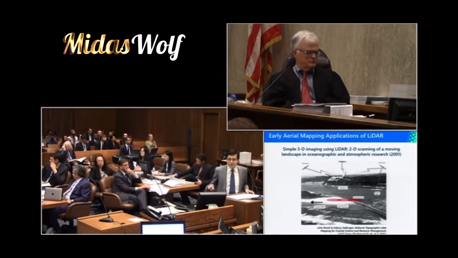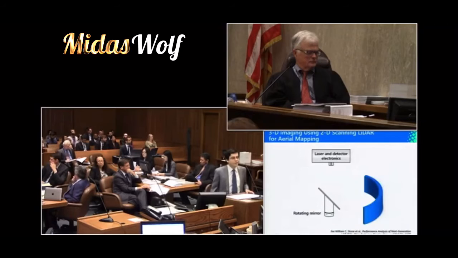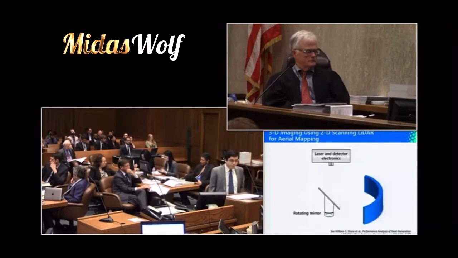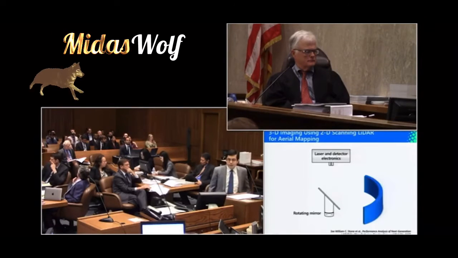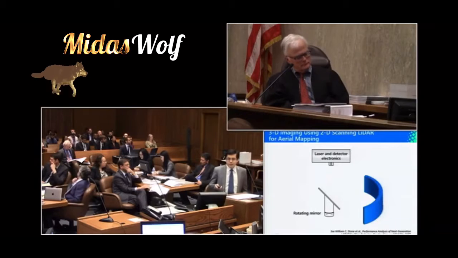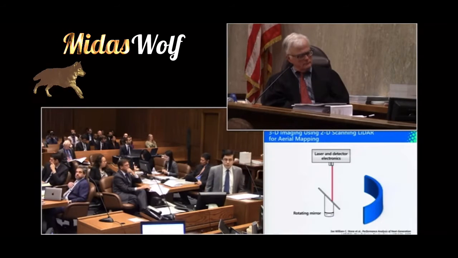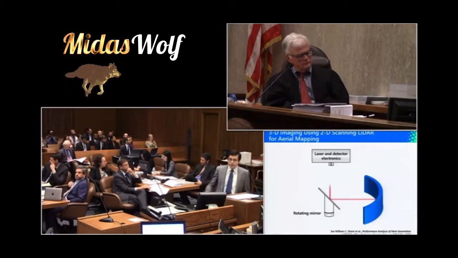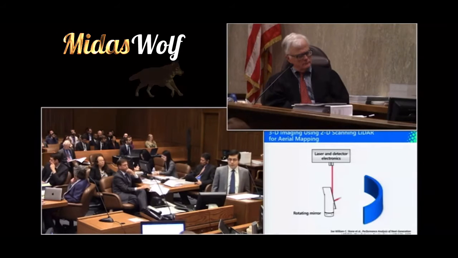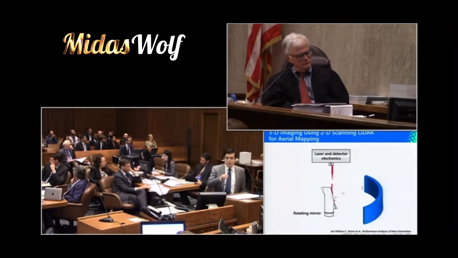Now, how does this actually work? This next slide explains how people used to do this in those early days. Basically, you have some kind of mechanical moving part, usually a rotating mirror. And your laser and detector electronics, the components Mr. Jaffe talked about earlier, stay largely stationary. And then as the rotating mirror moves, you're able to scan across the plane, depicted here by the blue semicircle. And you get information about all the points lying on that plane.